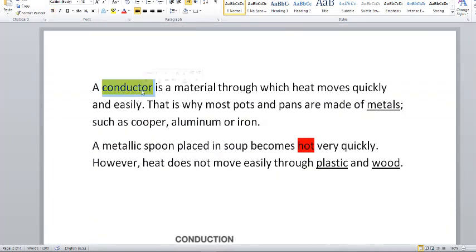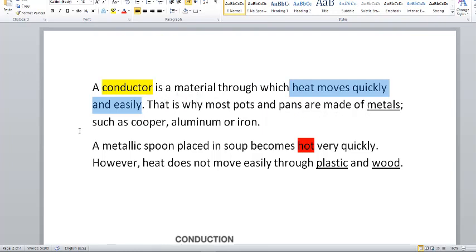What is a conductor? A conductor is a material through which heat moves quickly and easily. A material that heat moves through easily and quickly. Like metals, like copper, like aluminium, like iron. Heat moves through these materials quickly. This is why most pots and pans are made of metal. Why? Because metal is a conductor, and heat moves through conductors quickly and easily.